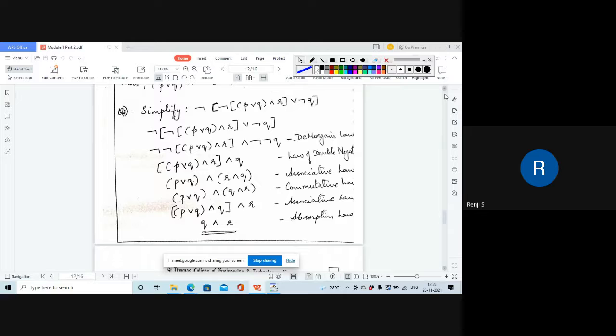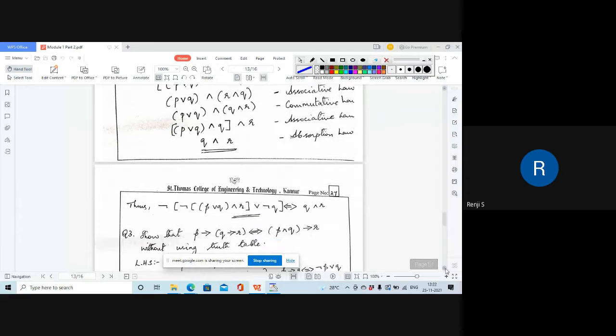So I think we did this question yesterday, simplify. That was your second question, isn't it? So write down the third question. Show that P implies Q implies R is logically equivalent to P and Q implies R without using truth table. So this is the third question.